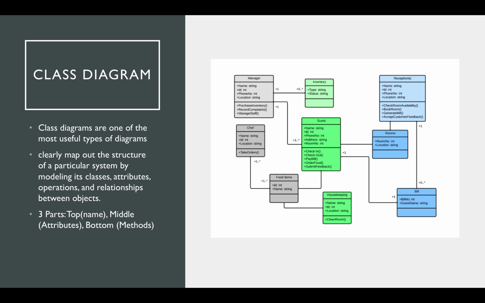There's three parts to the class diagram. The first, top part is the name. So that's manager, inventory, receptionist. The middle part is the attributes, which is where you would put the name, the ID, the phone number, type, status, and so forth. And the bottom is the methods, if you're allowing anything to be changed or information to be added, like taking orders or purchasing orders or anything like that, as the picture here is showing.